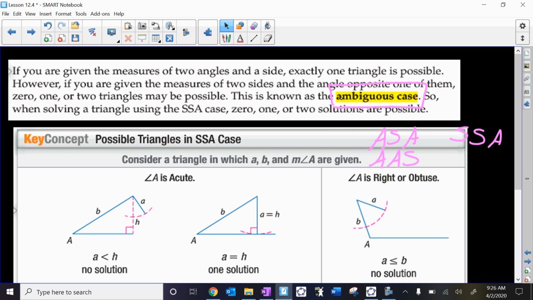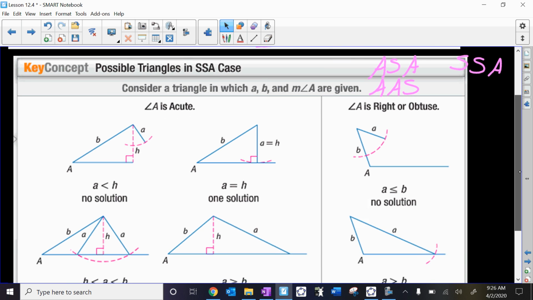And what I mean by an ambiguous case is that you could end up with 0 triangles, 1 triangle, or 2 triangles. So you're going to have to figure out how many triangles you're actually dealing with before you can actually solve the triangle. And in this video, I'm just going to show you how we determine the number of triangles. And then I'll split the examples up into other videos.